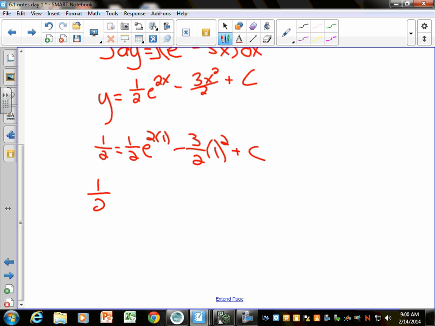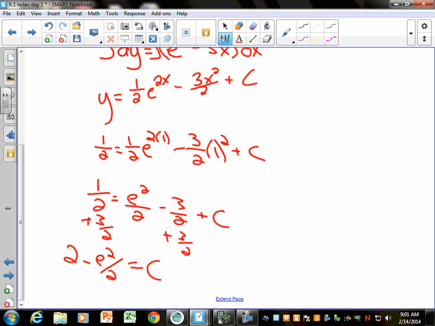This is going to be not very pretty, right? This is going to be e squared over 2 minus 3 halves. The 3 times adds up to 3, you get 2. So you get 2, and if I subtract that over, 2 minus e squared over 2, is that what c equals? And so your answer is plugging that in for c. So I think the proper answer here would be 1/2 e to the 2x minus 3 halves x squared plus 2 minus e squared over 2. Right, don't give me a decimal.